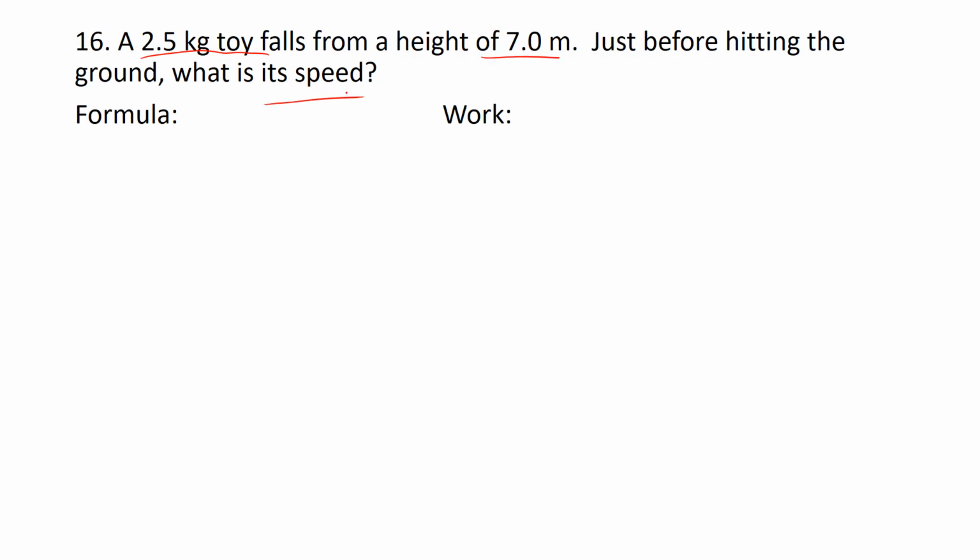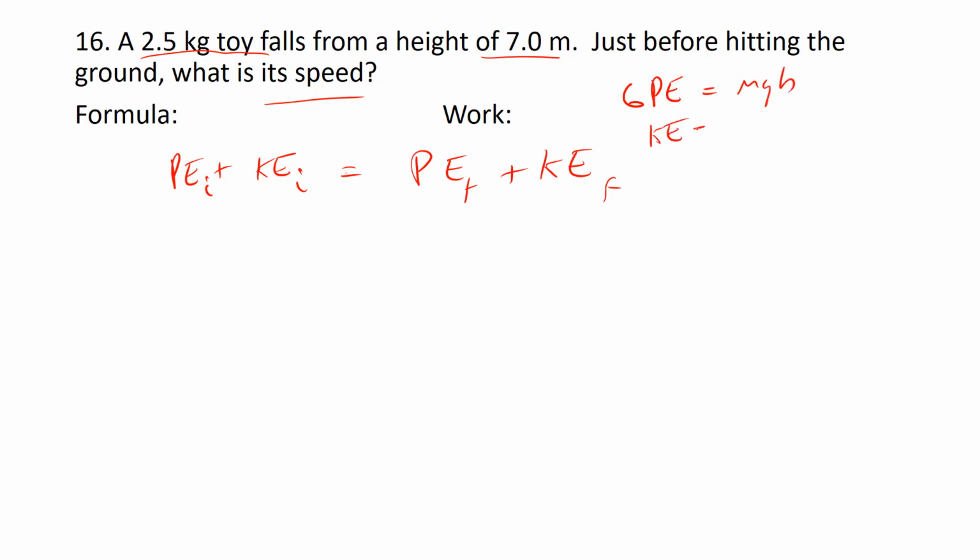Okay, a 2.5 kilogram toy falls from a height of 7 meters. Before hitting the ground, what's its speed? So we're going to have the PE plus KE initial equal to the PE plus the KE after, and here we're going to break everything down. These are all initials, these are all finals. Break everything down to its equation. Once again, GPE or PE equals mgh, and KE equals 1/2 mv squared. So we plug in our mgh initial plus 1/2 mv squared initial equals mgh final plus 1/2 mv squared final.